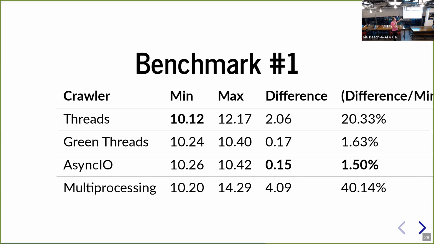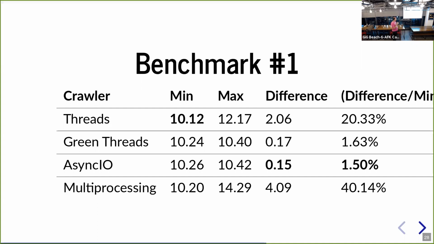But in the columns here, the first column is the name of the crawler, the second is the minimal of all the runtimes, the column 3 is the maximum, and the column 4 is the difference between the maximum and the minimal. And in the last column here, you have this difference divided by the minimal multiplied by 100. Then this is a percentage. If you see in the threads and the multiprocessing, do you have a big difference here in percentage? And in green threads and async IO it is very, very similar.